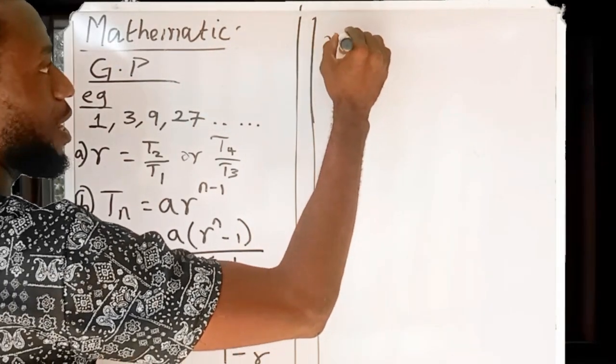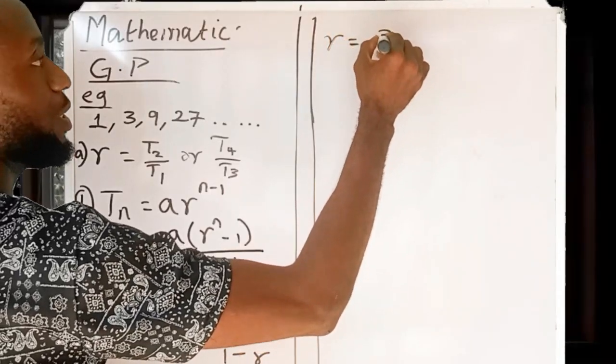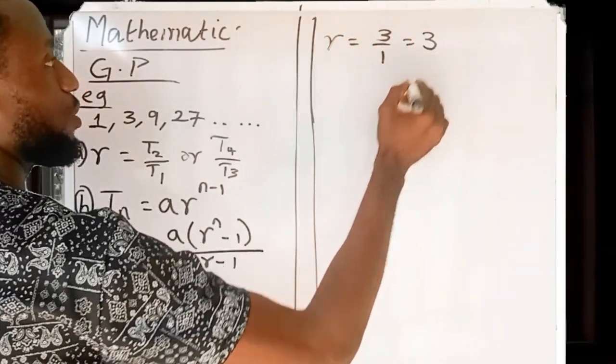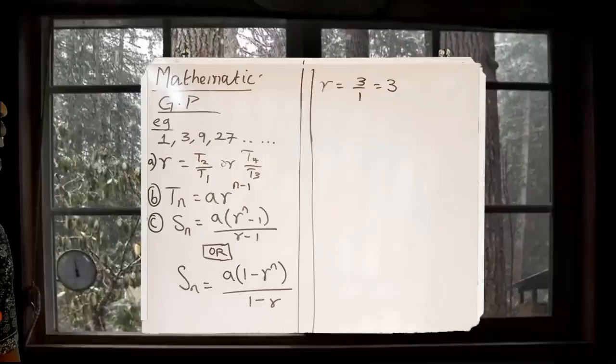So in this case, our ratio becomes 3 divided by 1, which is 3. That's how easy it is to get common ratio.